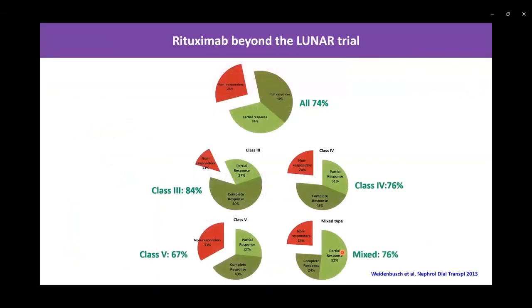So while the LUNAR trial failed to meet its primary efficacy endpoints, the literature on rituximab use shows a complete or partial response rate of between 70 to 80% outside the context of a clinical trial. And these response rates were satisfactory in patients with both proliferative class 3 and class 4 lupus nephritis, as well as in class 5 lupus nephritis. And therefore, IV rituximab is an agent that is reserved for patients with refractory disease.